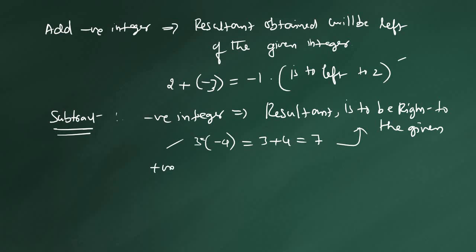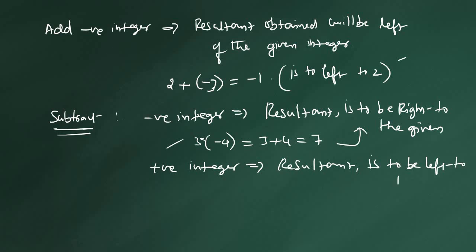Like that, if you subtract a positive integer, then the resultant is to the left of the given integer. How can it be? We'll check it. 3 minus 2. 3 minus 2 is how much? 1. So 1 is to the left of 3. That is the meaning of it. In such a way we can understand number line integer subtraction and addition.